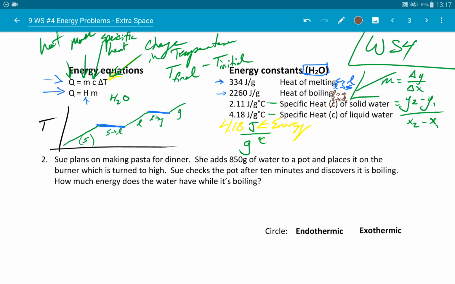So if I need to figure out how much energy the water needs to absorb to go from a liquid to a gas, well, I'm just looking at the liquid to the gas in this case. The heat of boiling, the change in enthalpy, which is the heat of boiling as they're describing here, is just this amount of energy for every gram of water that I have.